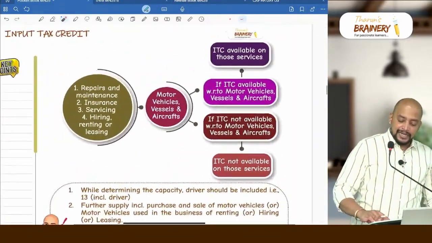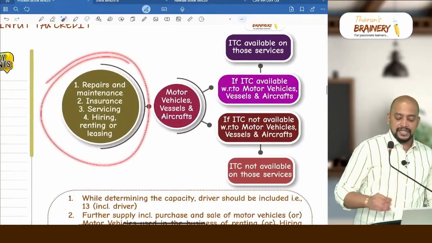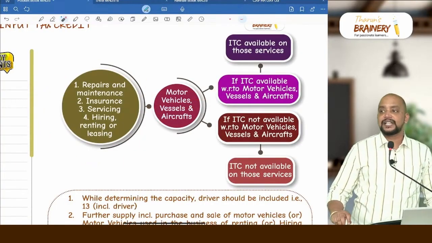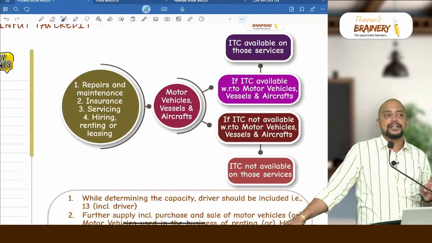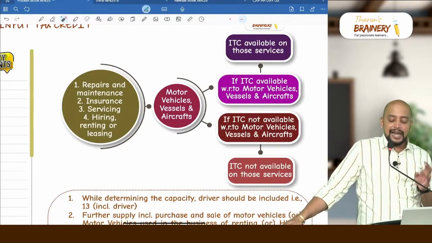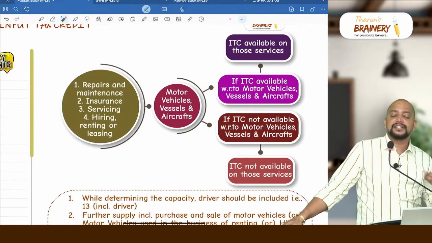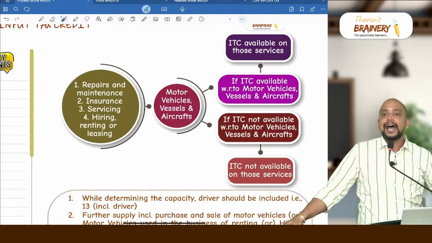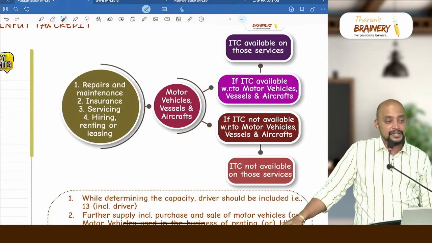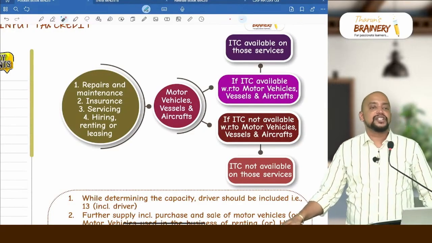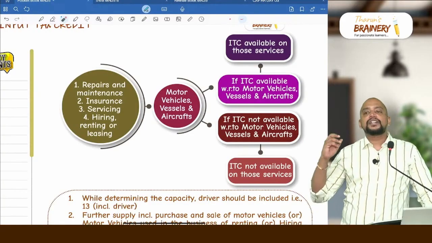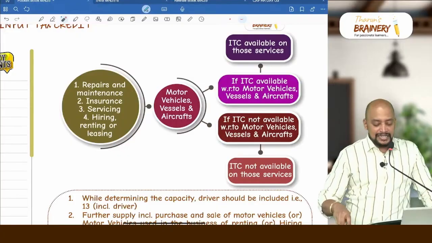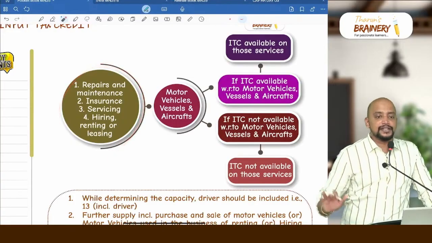Now, in that, there are 4 services in relation to motor vehicles, vessels and aircrafts. So what are those 4 services? Repair and maintenance service, insurance services, servicing, authorized service center services, and hiring, renting and leasing of motor vehicles. If the motor vehicle purchase is eligible for ITC, these 4 services also eligible for ITC. If the motor vehicle purchase is not eligible for ITC, then on these 4 services also ITC not available.